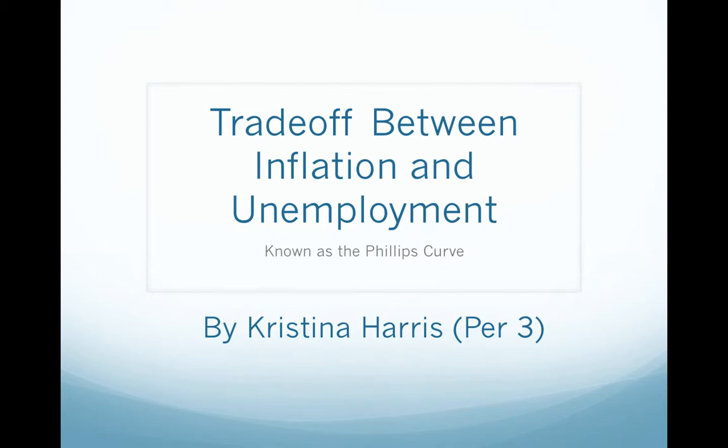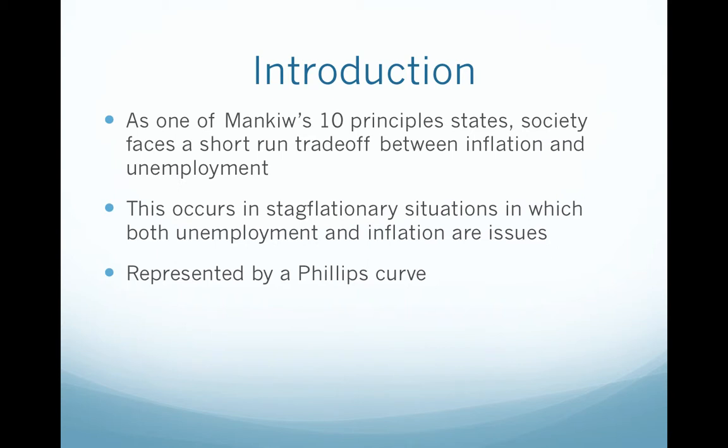The trade-off between inflation and unemployment, known as the Phillips Curve. As one of Mankiw's 10 principles states, society faces a short-run trade-off between inflation and unemployment. This occurs in stagflationary situations in which both unemployment and inflation are the issue. A stagflationary situation is a situation where the inflation rate is high, the economic growth rate slows down, and unemployment remains steadily high. It's represented by a Phillips curve.